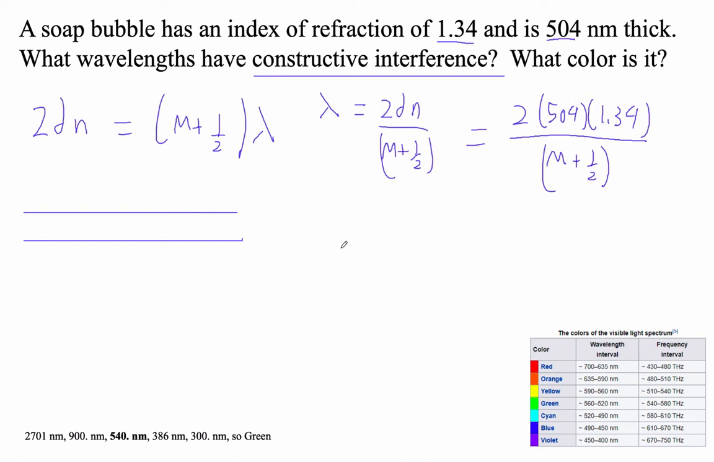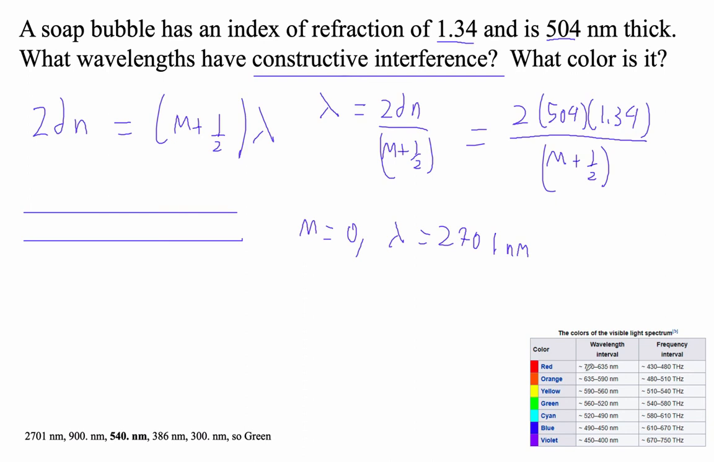So 2 times 504 times 1.34 divided by 0.5. I'm typing 0.5 so I can go back and change it to a 1, a 2, and a 3. So the first wavelength, if m equals 0, and I put a 0 in for that m, I get a wavelength of 2,701 nanometers.